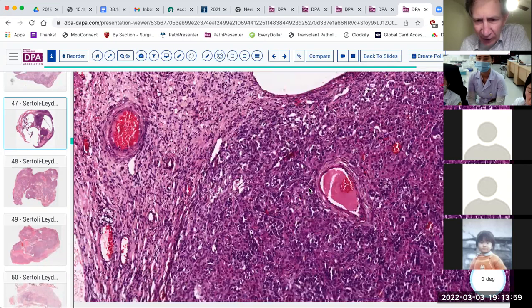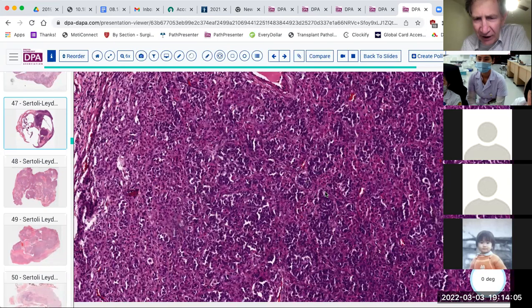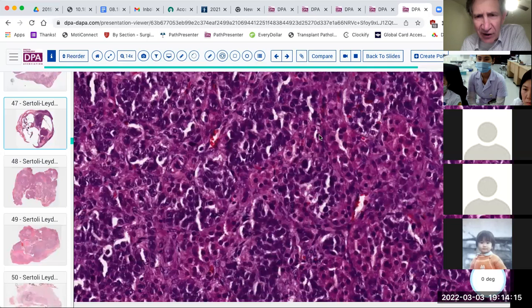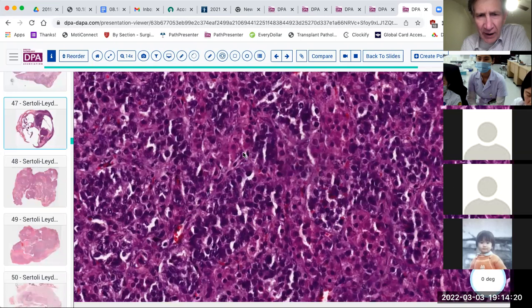And you can see there's a degree of variability and sort of two cell populations here. So you've got more eosinophilic cells, and then you've got these darker, more amphophilic cells that are slightly tubular, not really well-developed. These eosinophilic cells have very round nuclei and fairly abundant cytoplasm. So these cells are the Leydig cells in this case, and the Sertoli cells would be here.